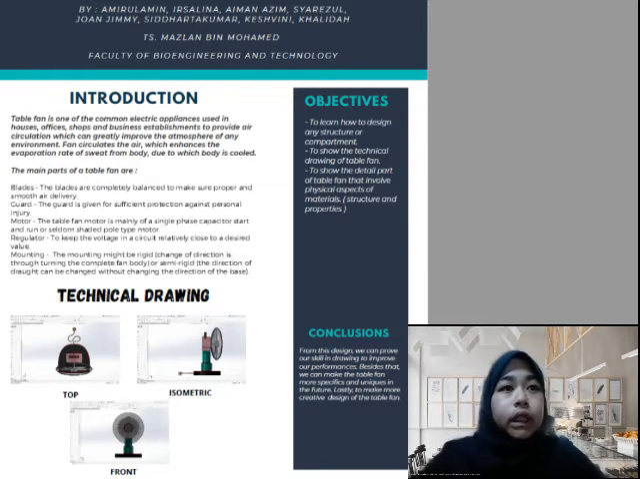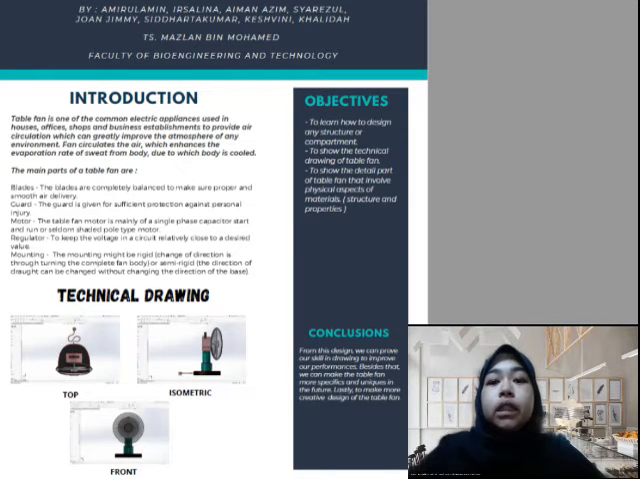Okay, I will explain about the introduction of the table fan. A table fan is one of the common electric appliances used in houses, offices, shops, and business establishments to provide air circulation, which can greatly improve the atmosphere of any environment. A fan circulates the air, which enhances the evaporation rate of sweat from the body, due to which the body is cool.